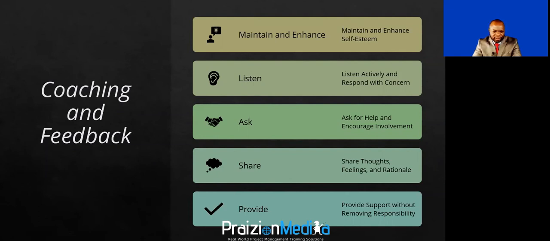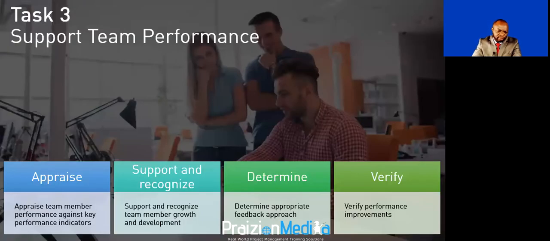And in closing, what we covered so far in supporting team performance is appraisal, support and recognize, determine the appropriate feedback method, and then verify performance improvements. And that is 1.3.4. So let's talk about the final one here, 1.3.4. Here we go.